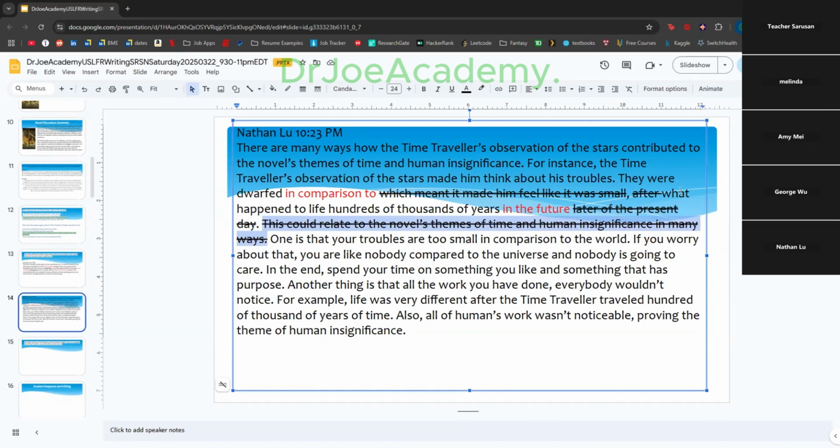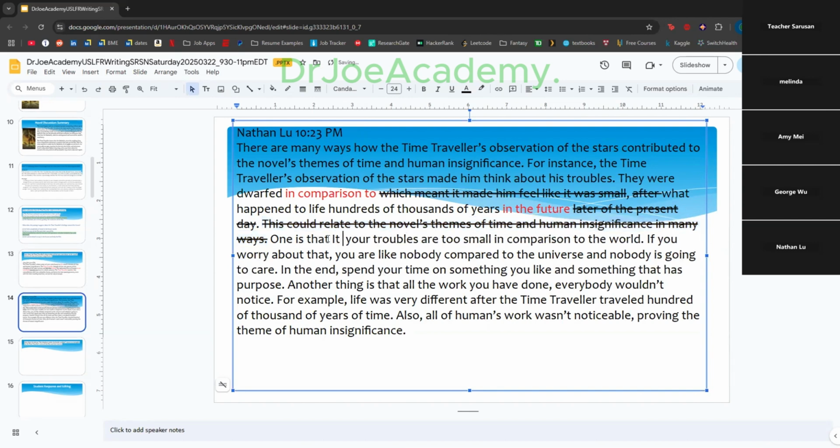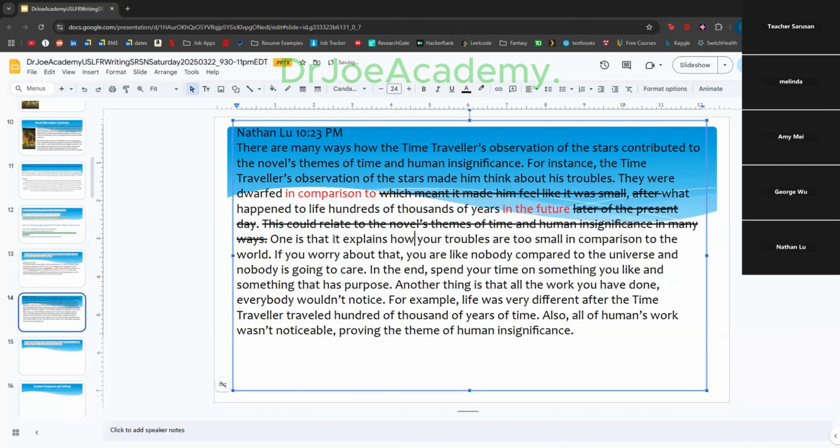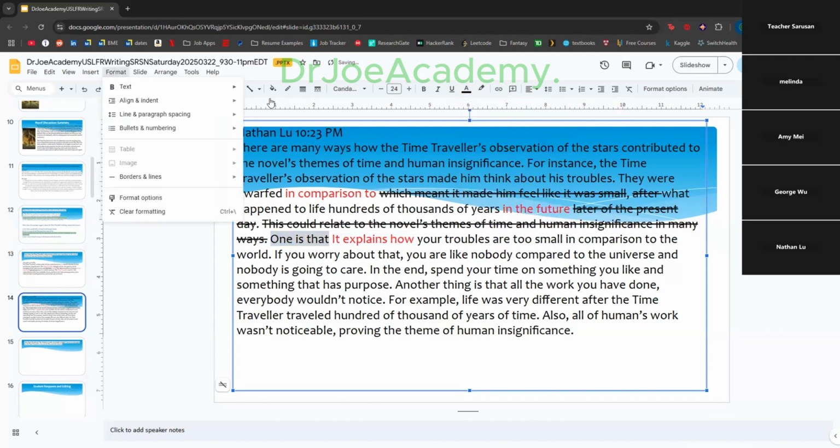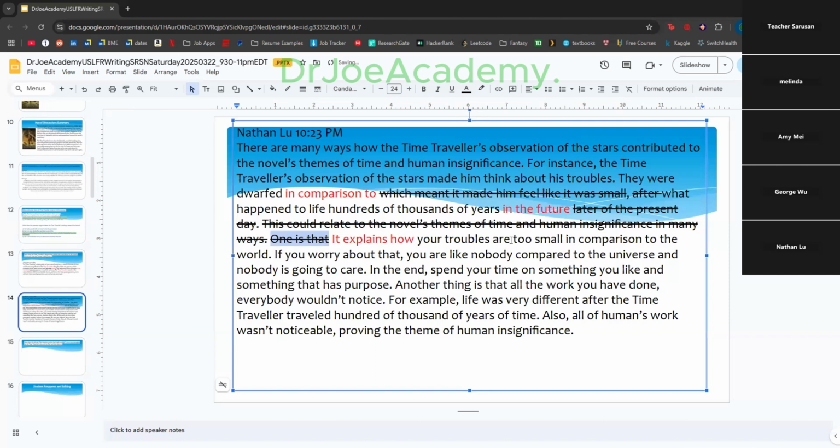So let's see, where are we at? Hundreds of thousands of years in the future. One is that your troubles. So we can say it explains how you're troubled. It explains how, let's cross this one out. It explains how your troubles are too small in comparison to the world. If you worry about that, you are like nobody compared to the universe, and nobody's going to care. In the end, spend your time on something you like and something that has purpose. Another thing is that all the work you have done, everyone wouldn't know.